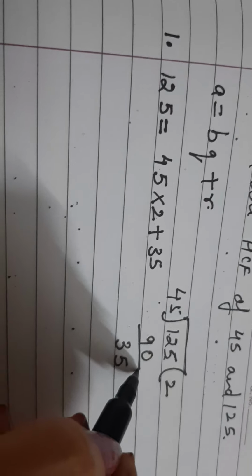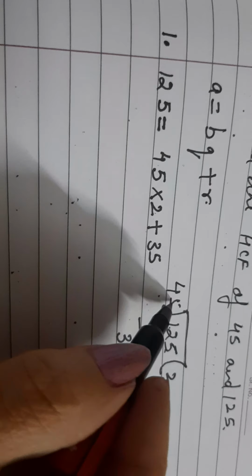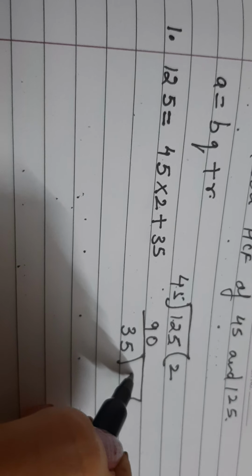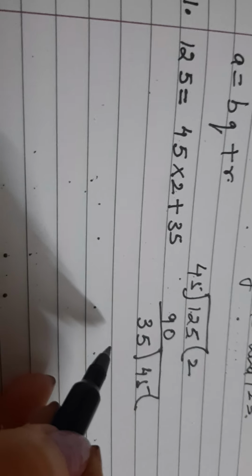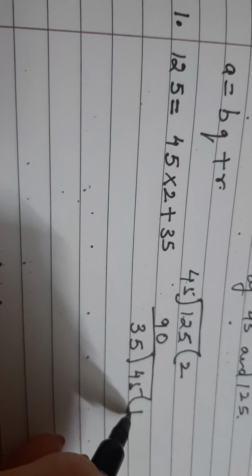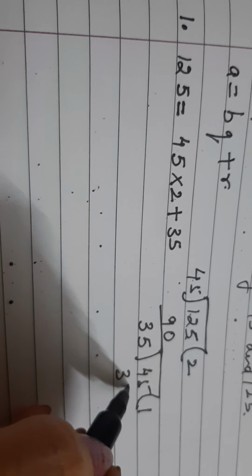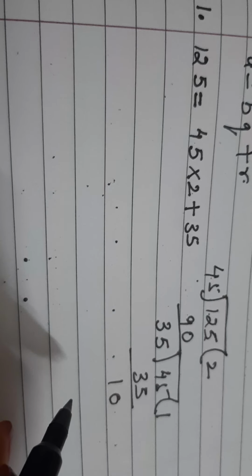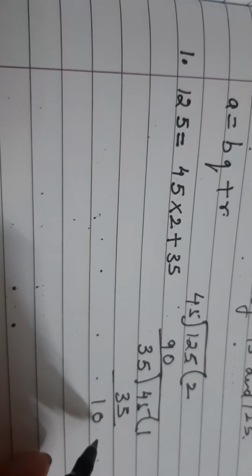Okay, now further come here. What does the division method say? After this, divisor will become in the second step dividend. Now again 35 ones are 35, subtract, it gives you 10. Now this is our second step. Again I'm going to write.